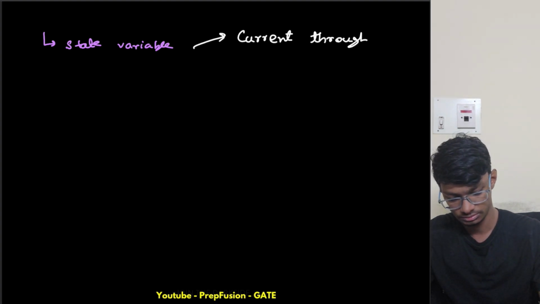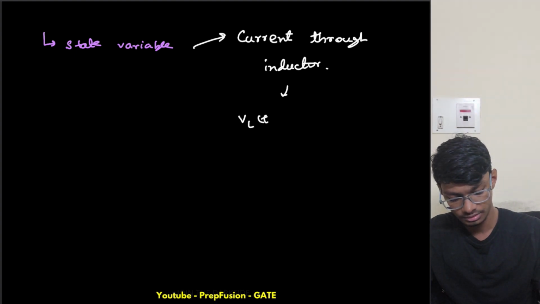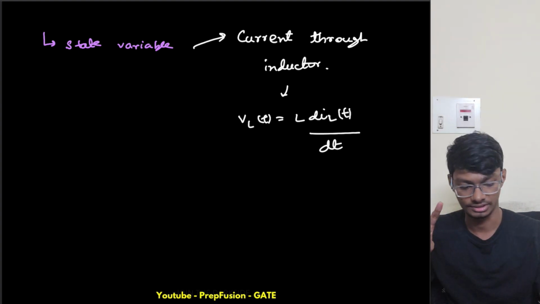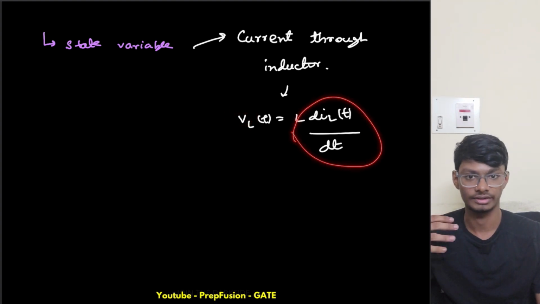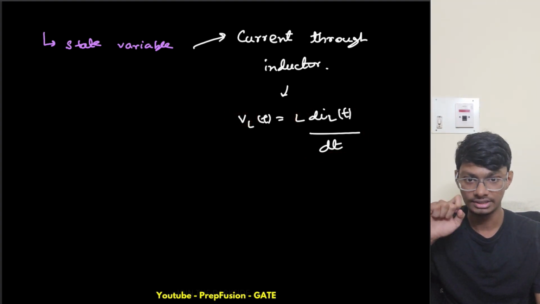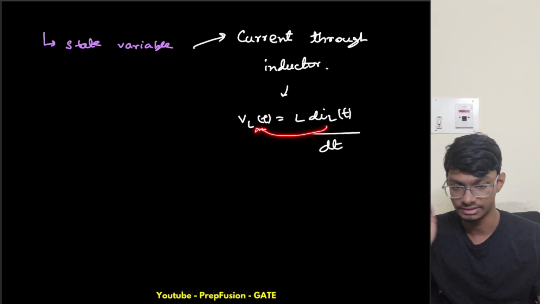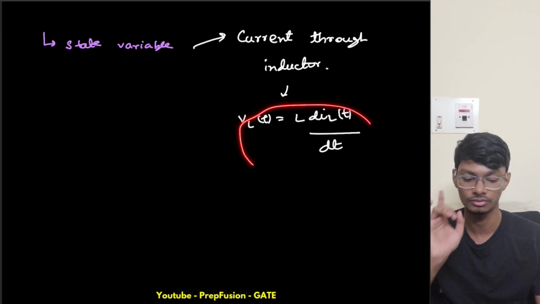Current through the inductor. So what is the fundamental equation? The fundamental equation is VL(t) equals L di/dt. The inductor doesn't allow sudden change of its current. Also VL depends on the differentiation of IL. So I can see that IL will be the state variable that defines this VL, the voltage across the inductor. This is my fundamental equation for the inductor.